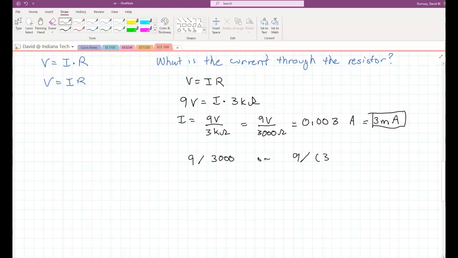parentheses 3, well, it depends on what your calculator is. I'll say 3e to the third power, because depending on your notation for your calculator, that e is representing 9 divided by 3 times 10 to the third. But again, it depends on how you do your calculator's functions.